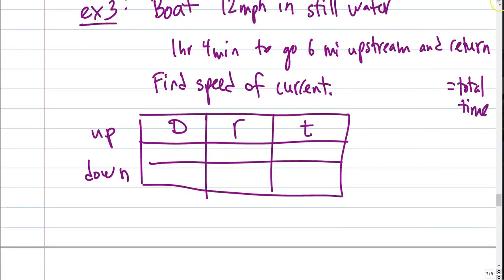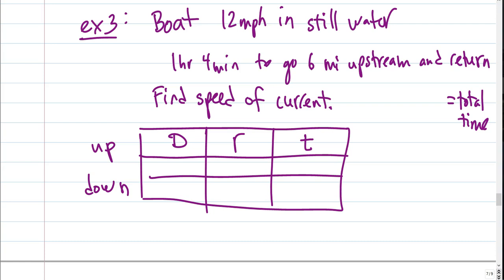We're also going to have some word questions. We've seen these before. It's a little more complicated, but not too bad. A boat goes 12 miles per hour in still water. It takes 1 hour and 4 minutes to go 6 miles upstream and return. Find the speed of the current. Okay, well, let's think about this. 12 miles per hour in still water, that's the speed of the boat.